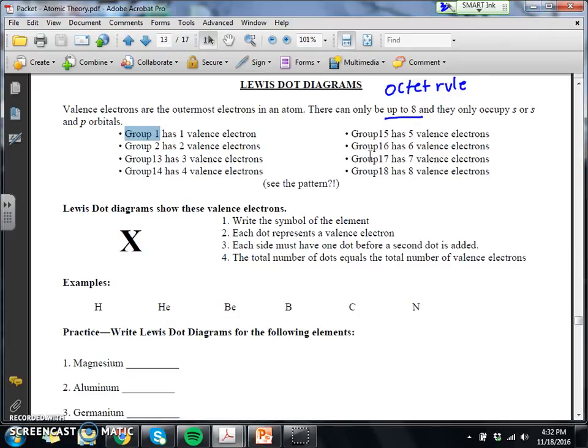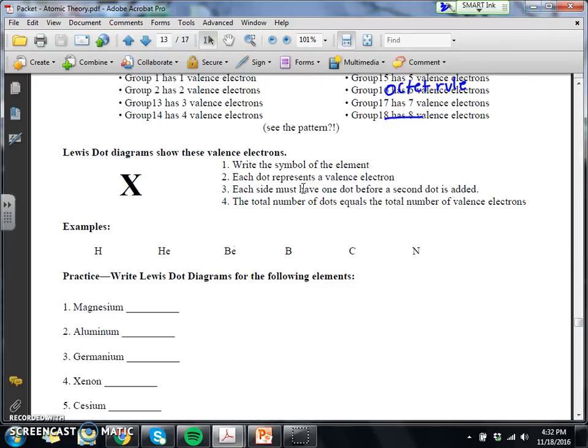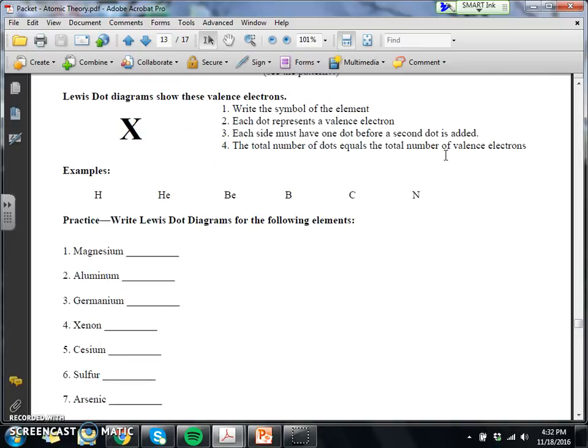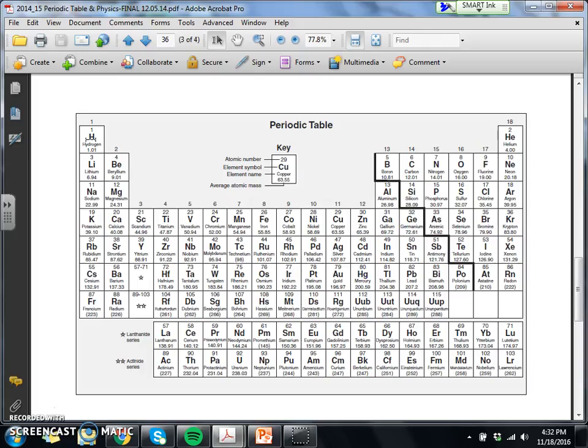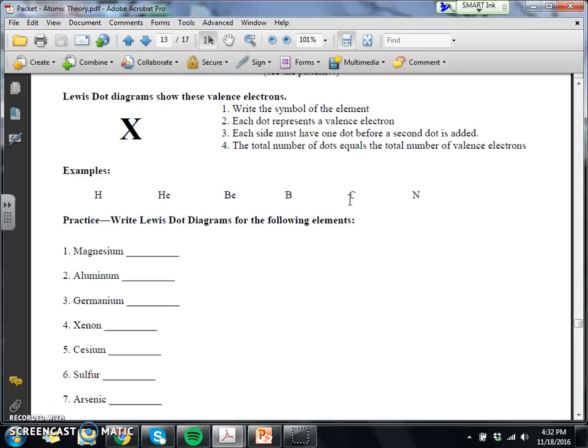Now, when you're looking at valence electrons, okay, the thing that you want to do is you want to first write the symbol of the element. So if we're looking at hydrogen, okay, we write the symbol H, and we put 1 dot for each valence electron. Now, hydrogen is in column 1, which means it has 1 valence electron. So we would put 1 dot by hydrogen.